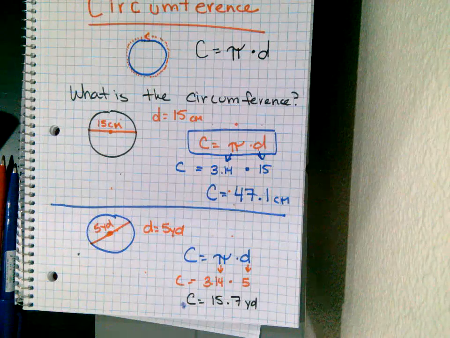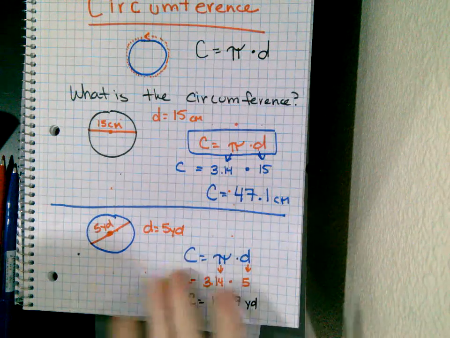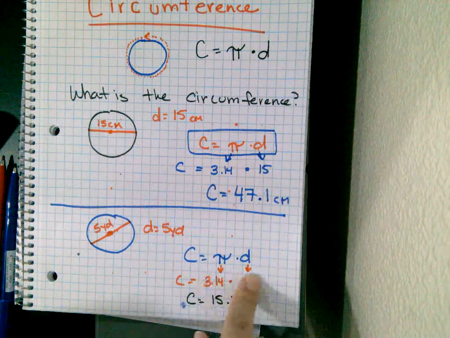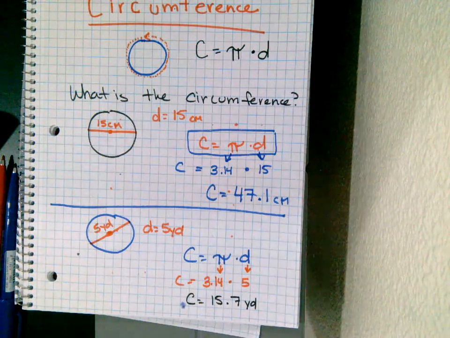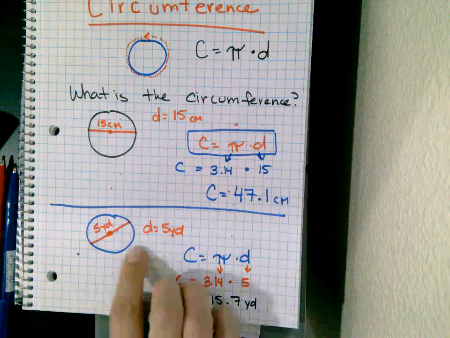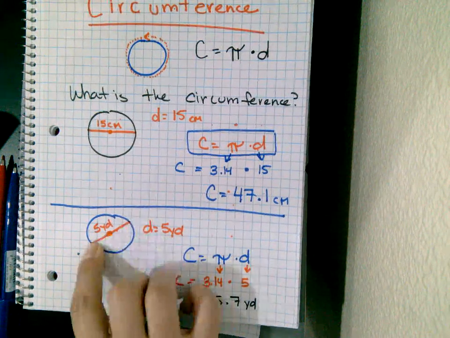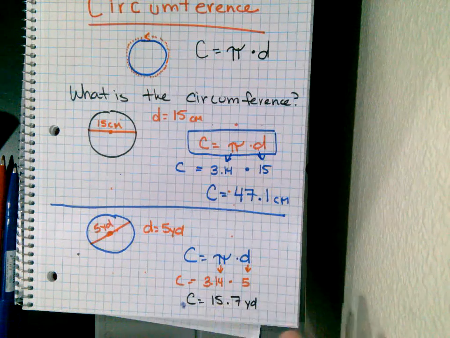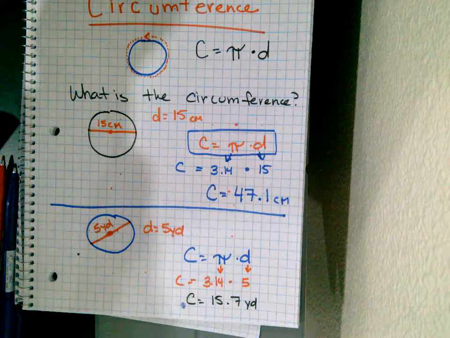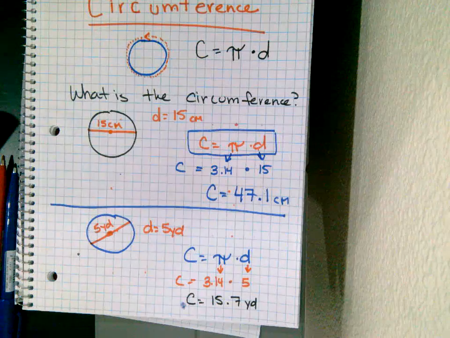It looks hard. If you just walked in right now and looked at this, you'd be like, what are they doing? But if you've been with me this whole period, you realize the diameter is super easy. It's just straight across. And I told you what pi is, and you just plug it in. That's it. Easy.